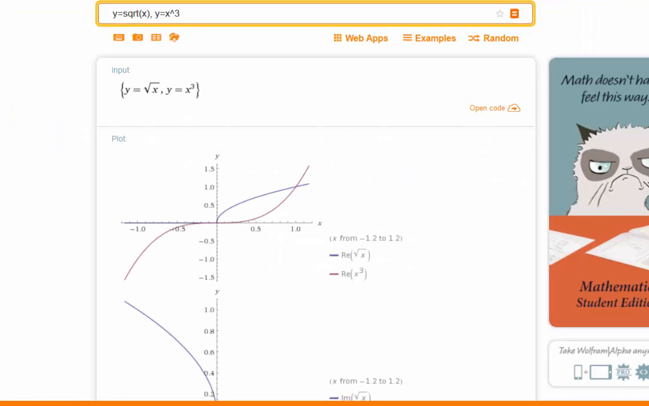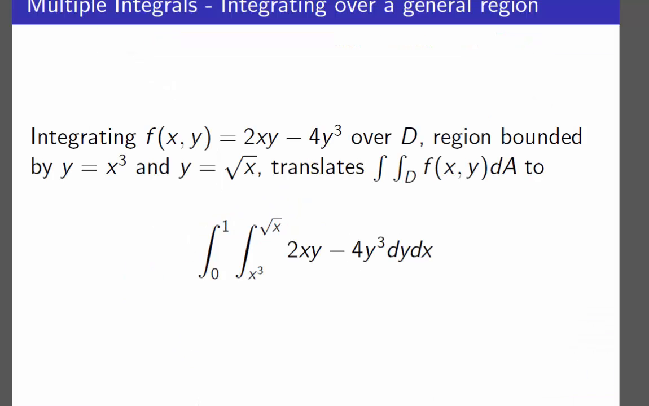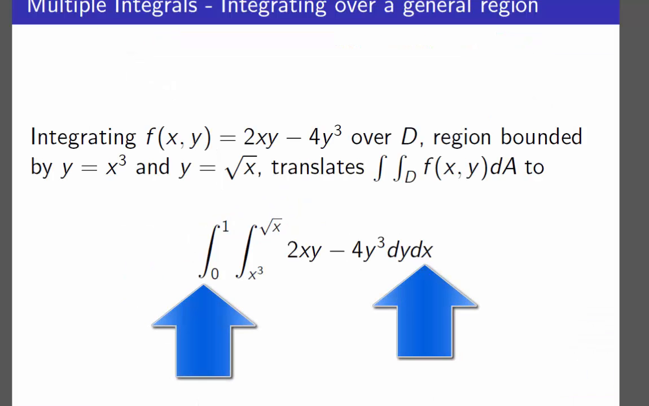Well, if we were to plot the two curves that make up the region D, the two curves being y equals square root x and y equals x cubed, our graph would look something similar to this. And the region that's bounded by these two curves is the region where the x varies from 0 to 1. So since our x is varying from 0 to 1, that's why our outer integral here related to dx has the bounds 0 to 1.